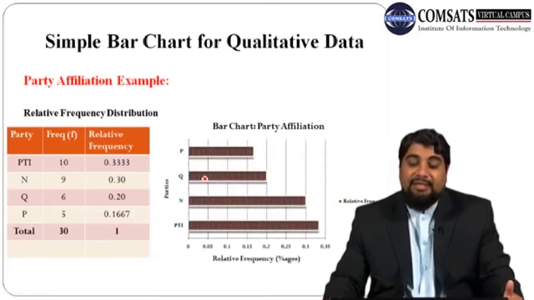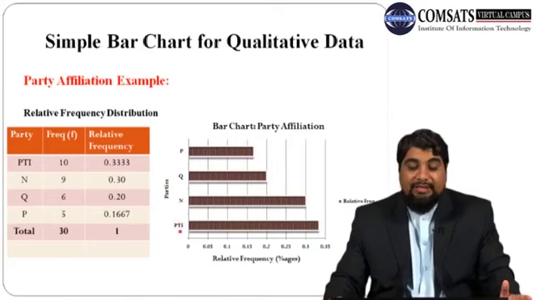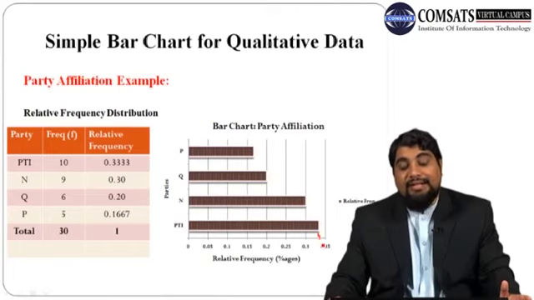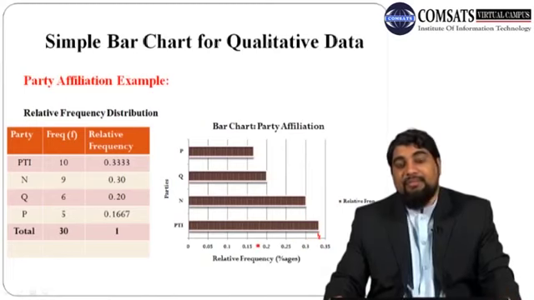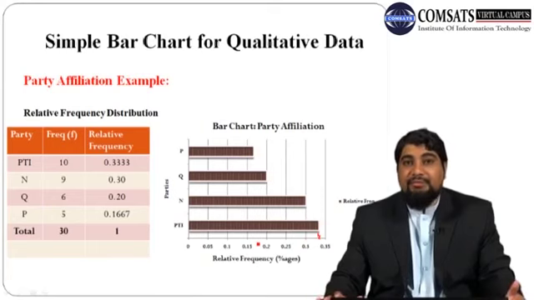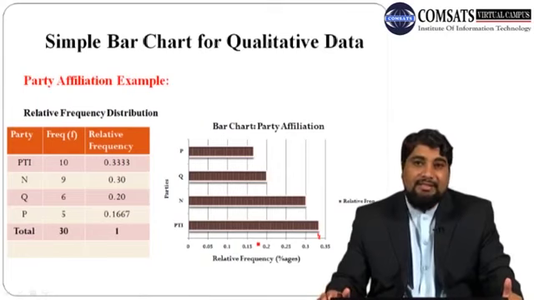So here is the same chart, but the x-axis and y-axis have been interchanged. Now we have the parties along the y-axis and their relative frequencies along the x-axis. So you can see that PTI is 0.333, so it is a horizontal bar with length equal to 0.333, and similarly PMLN, its frequency is 0.30, and so on. So this is how we can construct a simple bar chart, for the simple frequency distribution as well as for the relative frequency distribution. So let us construct these two bar charts in Microsoft Excel.